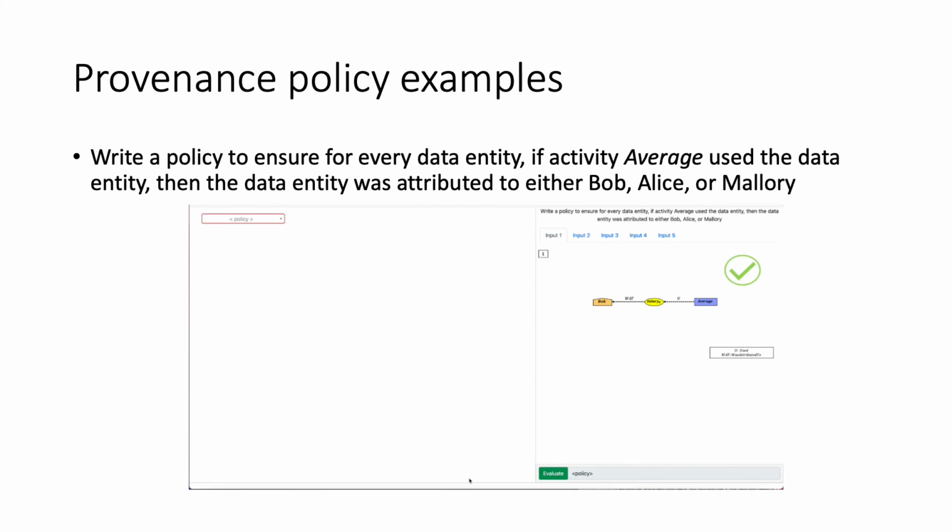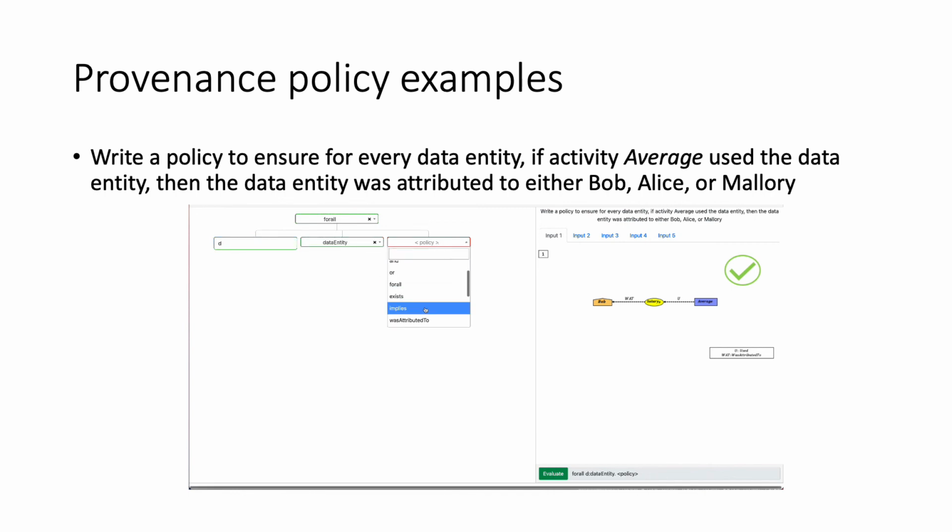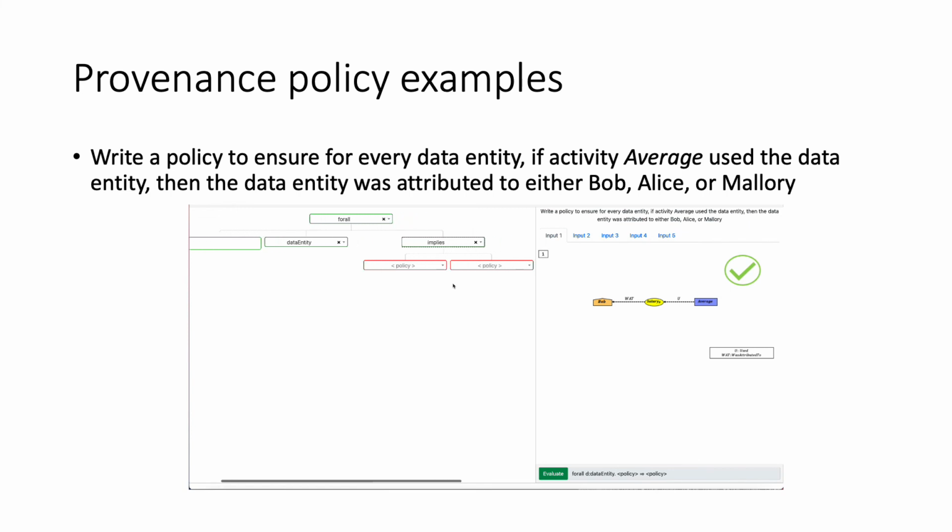Next, we want to write a policy to ensure for every data entity, if activity average used the data entity, then the data entity was attributed to either Bob, Alice, or Mallory. To construct this policy, we first select for all, we then enter a variable name D, select the appropriate type, which is data entity, and select the implies policy. Then for the first policy, we select used and type average as the source node and select D as the destination node.